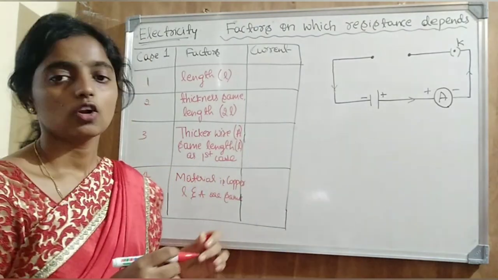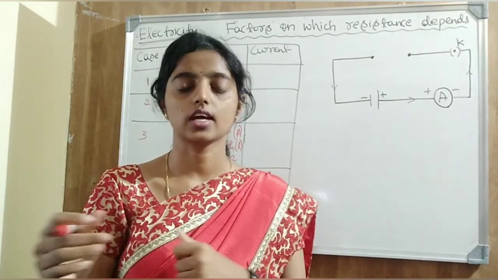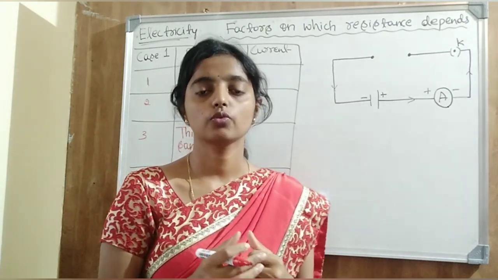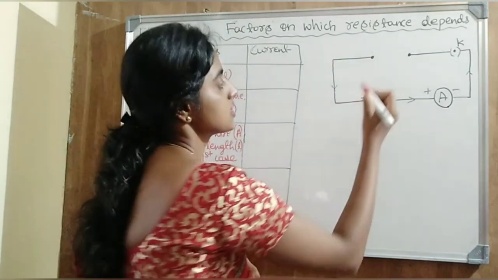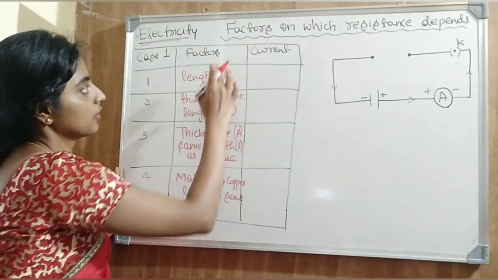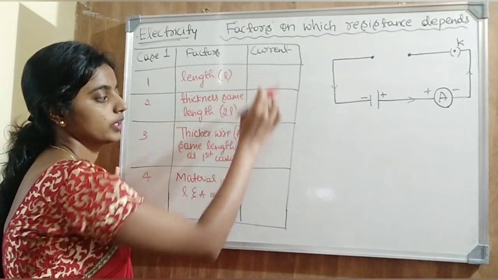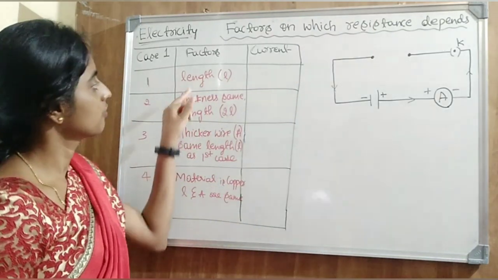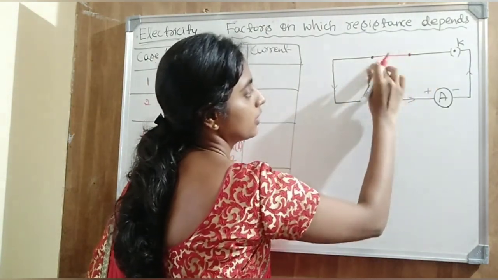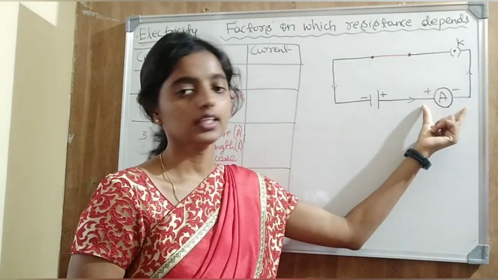Now here also we are taking nichrome wire, and in the last class I told what nichrome wire is. It is an alloy composition of nickel and chromium, right? Here also we are taking the same wire, and see, this is our tabular column. We have 4 different cases and factors are different for each case. Later, according to those factors, we need to record the current. So in the first case, we will take nichrome wire and connect it here, then plug the key. We will note down the current in the ammeter.